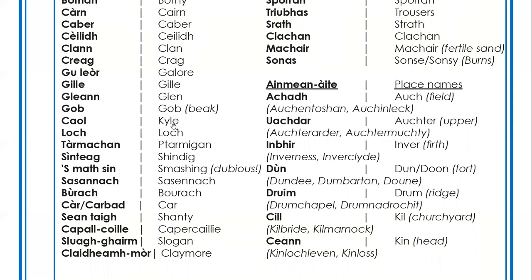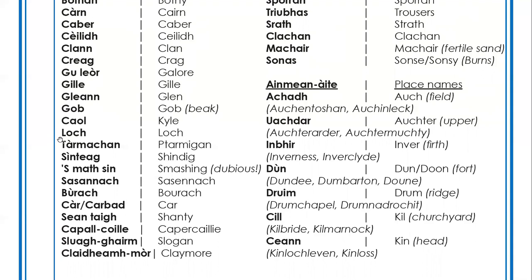Something that appears in place names, Kyle, Kyle of Lochalsh, caol, the narrows, narrow piece of land. It also comes from the same root as the French place named Calais, the narrowing between France and the southern coast of England, Calais, caol. You see it in Ballachulish, the town of the Straits, the Narrows.